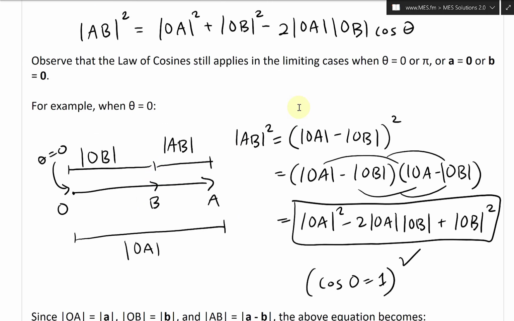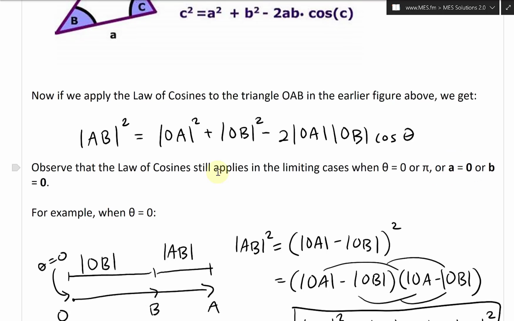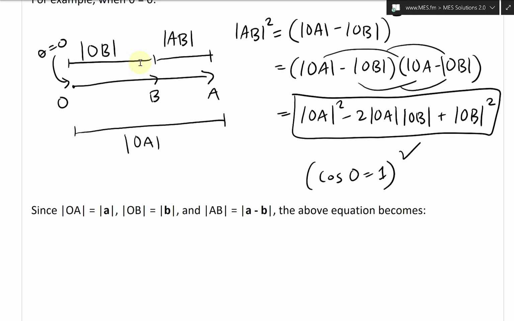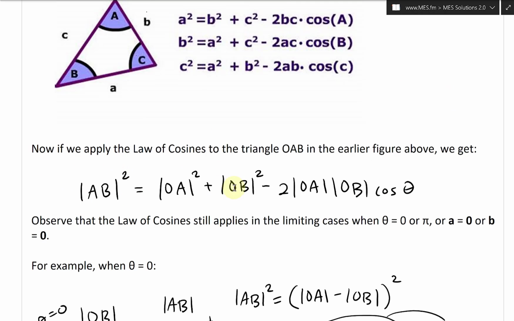All right, and these other cases where theta equals pi or a equals 0 or b equals 0 vector, etc., you could work on those yourself. It could be very, very similar to this setup here. Just do it graphically and then algebraically. So anyways, let's go back to here.